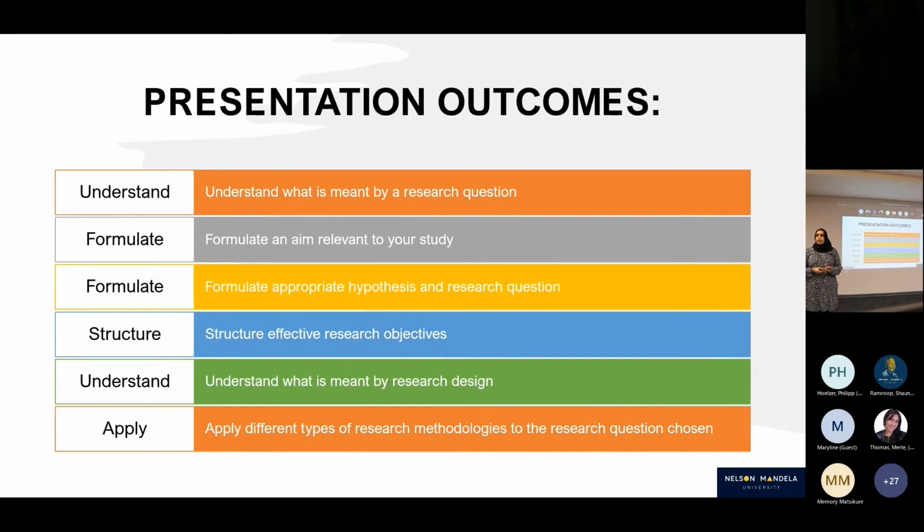Then a few colleagues earlier today and some yesterday also touched on the various research designs. So in this presentation, I really do want to reinforce the research design that is going to be chosen and how that is going to affect your research study, and then to apply all of these together and synthesize it all together to work in your research methodology.